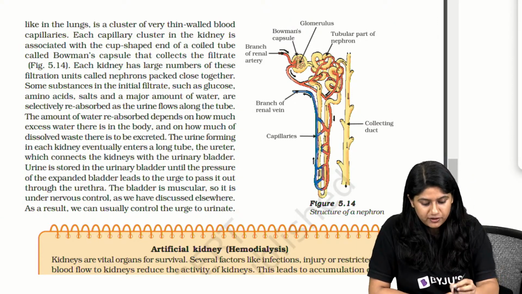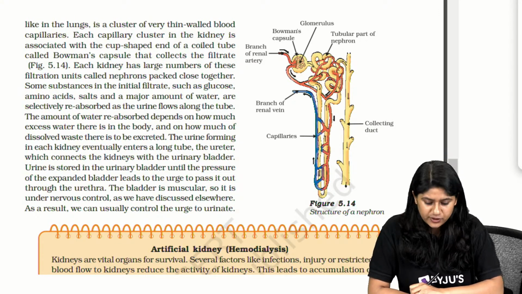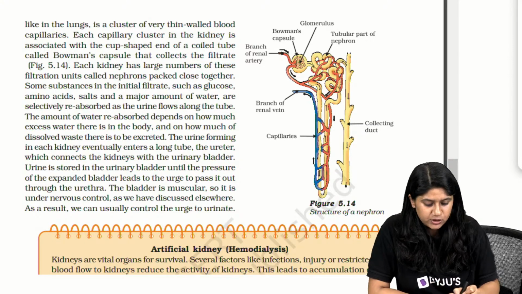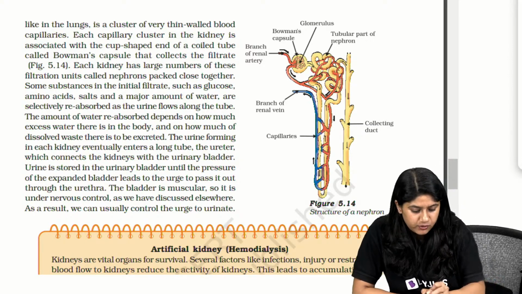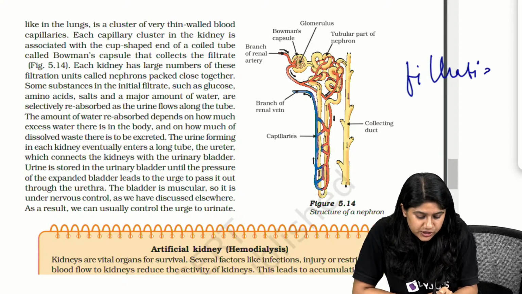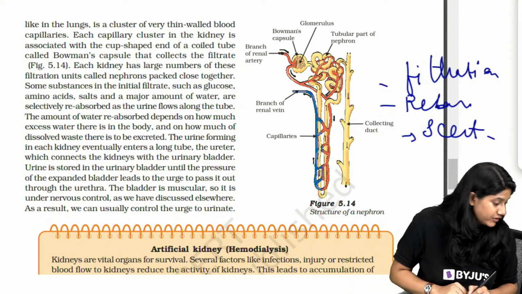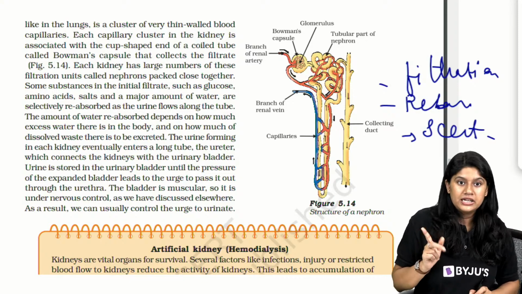1 minute. I'll write over here. So we have filtration. I don't know why you can't see me right. Okay. Can you see right over here? Filtration. We have the filtration. We have reabsorption and we have secretion. Right, everyone? 3 steps.